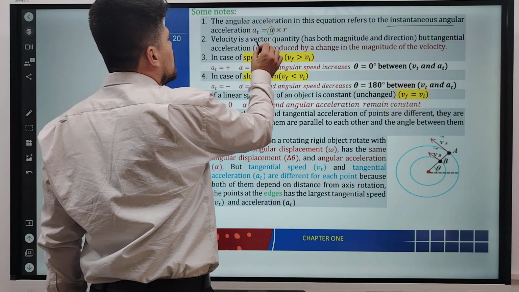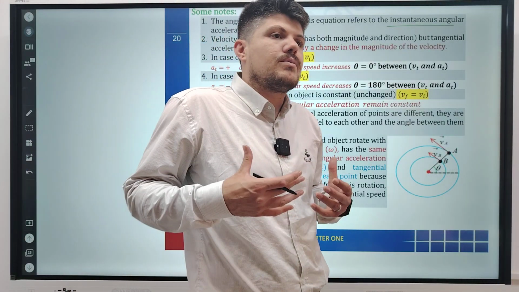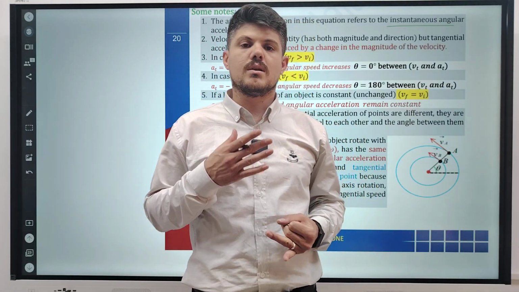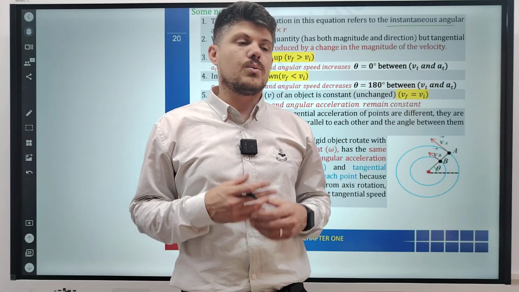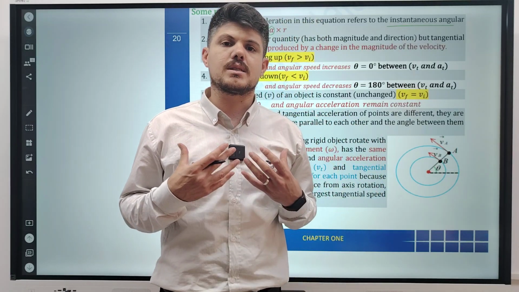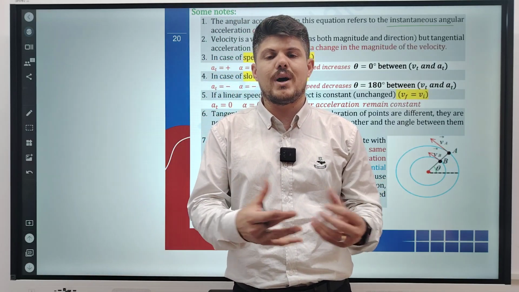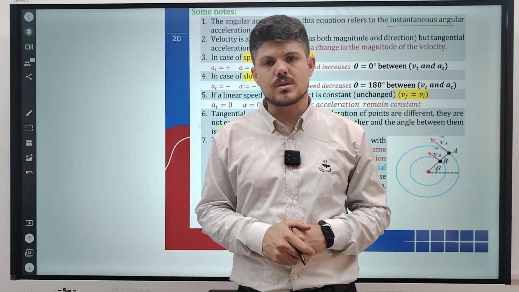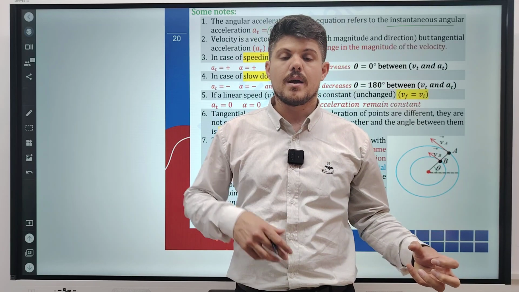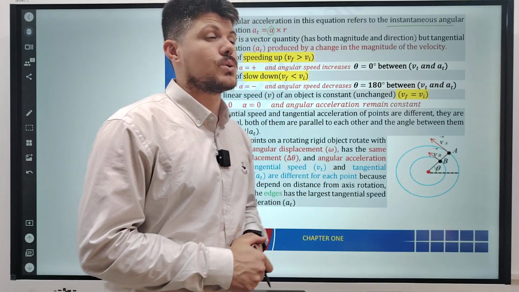Okay. Velocity is a vector quantity. What do you mean by vector quantity? When we say something in physics is a vector quantity, such as force, velocity, momentum, it means that this object has both magnitude and direction. By changing each of these two factors, the acceleration is produced. By changing the magnitude of the velocity, tangential acceleration is produced. But by changing the direction of the tangential speed, the centripetal acceleration is produced. Okay?